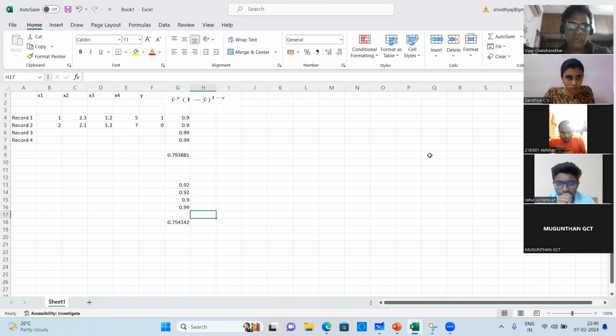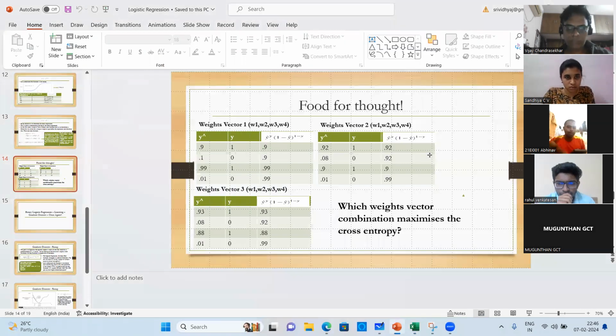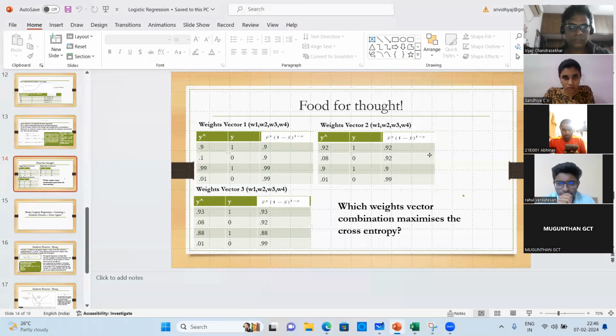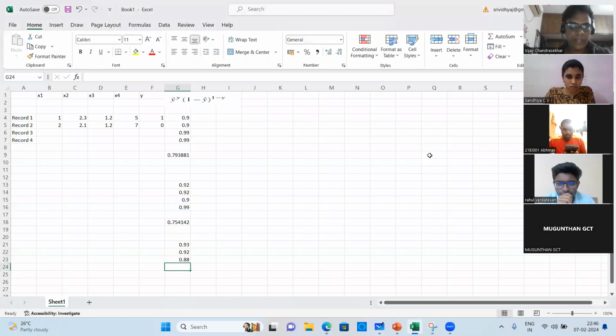Is it 745 or 754? It's 754, and for vector 3 it's 74. Okay, let's do vector 3. 0.93, 0.92, 0.88, 0.99. So the product is 745. Okay.